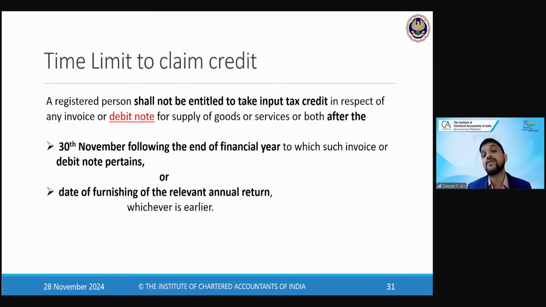By when can you claim the credit? It is my credit, so can I claim it anytime? No. I should claim it by the 30th of November following the end of the financial year to which such invoice or debit note pertains, or the date of furnishing the annual return, whichever is earlier. So you have to see independent dates for invoice and independent dates for debit note.